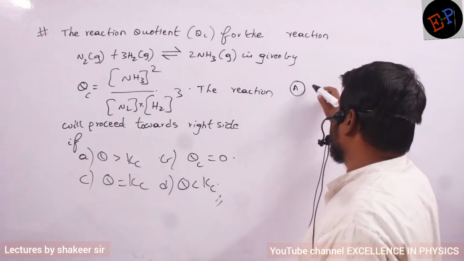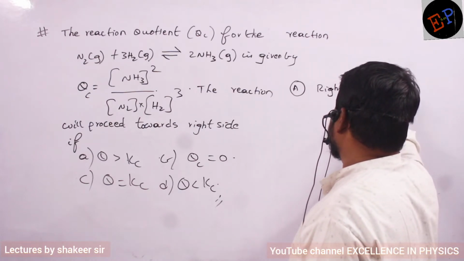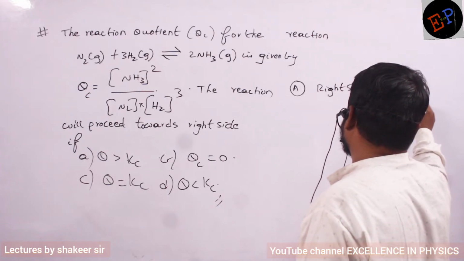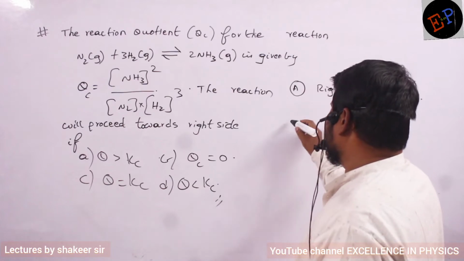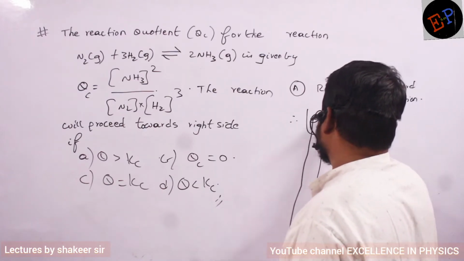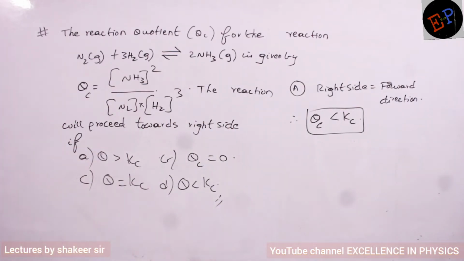So write down: right side means what? Right side is nothing but the forward direction. Therefore we say QC is always less than KC. Only in this condition will the reaction be in forward direction. Understood now?